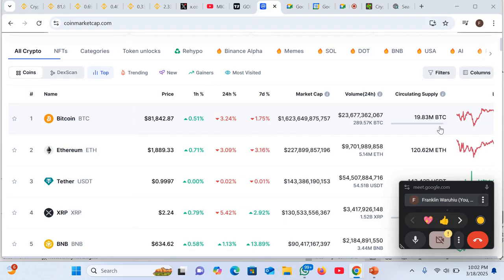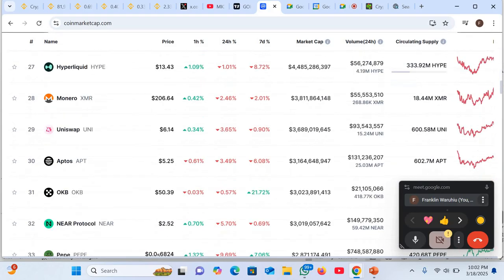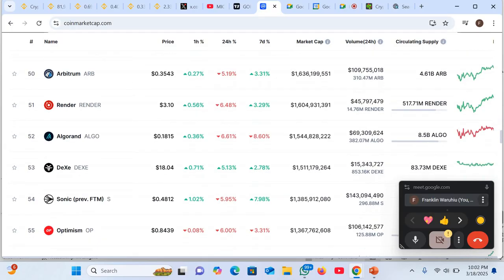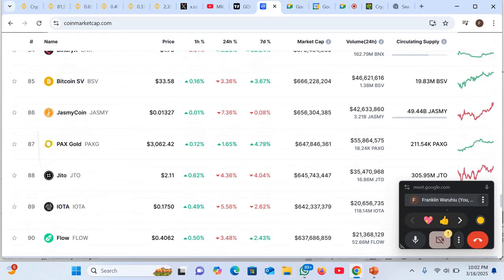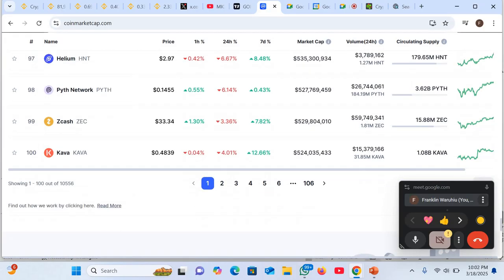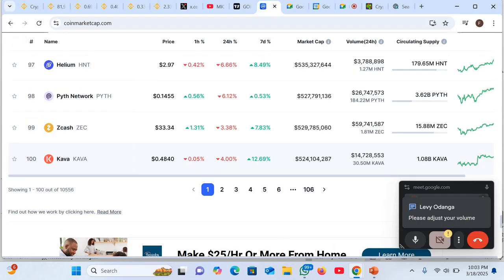CoinMarketCap covers over 10,000 cryptocurrencies. Like I mentioned, if you scroll down, you will see on the first page there is the top 100, the CMC 100 by market cap. These are the first 100 cryptocurrencies. And you can see it moves all the way to 106 pages. If you click to page 106, you will see it reading 10,000 on this end. That means we have over 10,000.